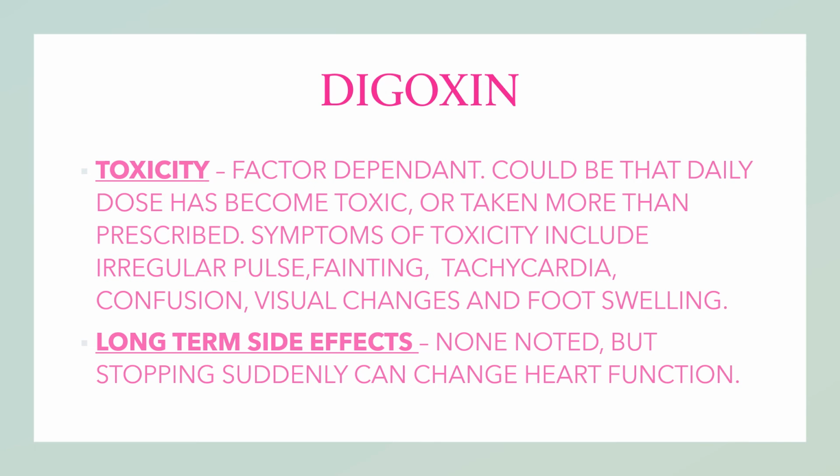Digoxin toxicity is factor dependent. It could be that somebody's daily dose has become toxic to them, or they've taken more than has been prescribed. Symptoms of toxicity include irregular pulse, fainting, tachycardia, confusion, visual changes and some foot or ankle swelling. Long-term side effects: there's none really noted, but stopping suddenly can change the heart function.